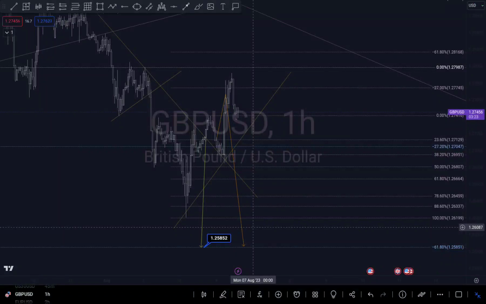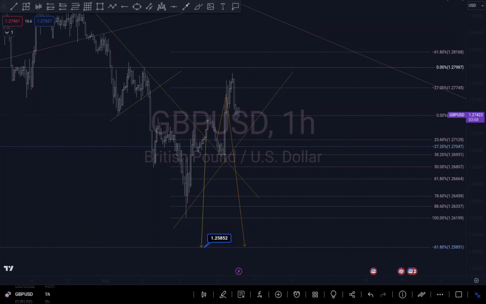Hi guys, so this is my analysis on GU. What am I expecting on GU? If you watched my previous analysis on GU, I said I'm expecting GU to push to the downside, but I said there's a possibility for us to push up a little bit before we now push to the downside.